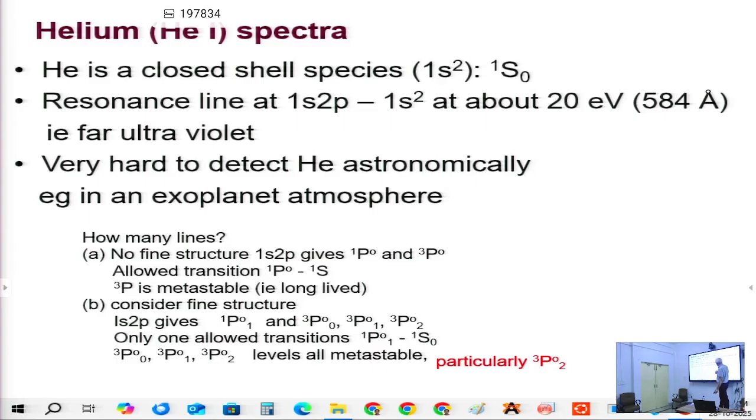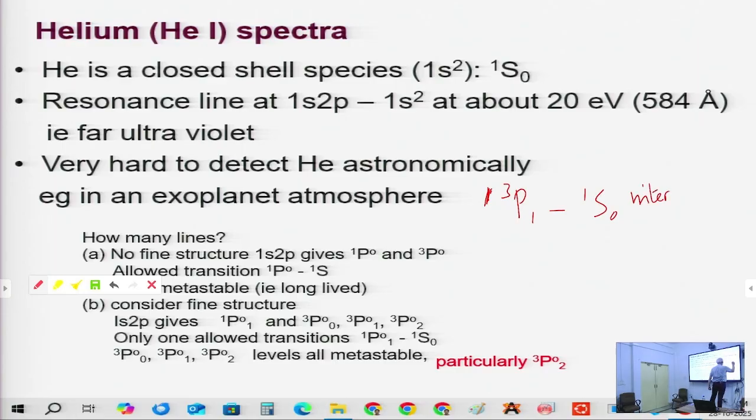actually, I'm just realizing something. This one is an intercombination line. So let's go to pen mode here. So that's an intercombination line because it has everything allowed except for delta S is not equal 0.